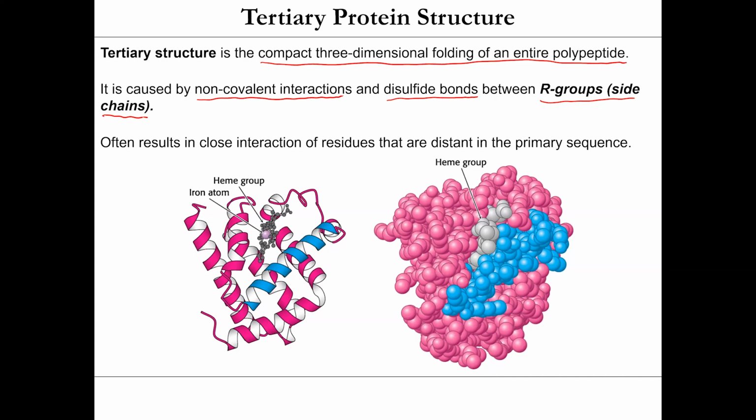So this often results in very close interaction in three-dimensional space of residues that are very distant in the primary sequence. So you can see here is likely either the N-terminus or the C-terminus of the protein, and that's interacting with a region that's close to also the N-terminus or the C-terminus. So these residues are very far apart in the primary sequence, but may have close interactions when the protein has its three-dimensional fold.